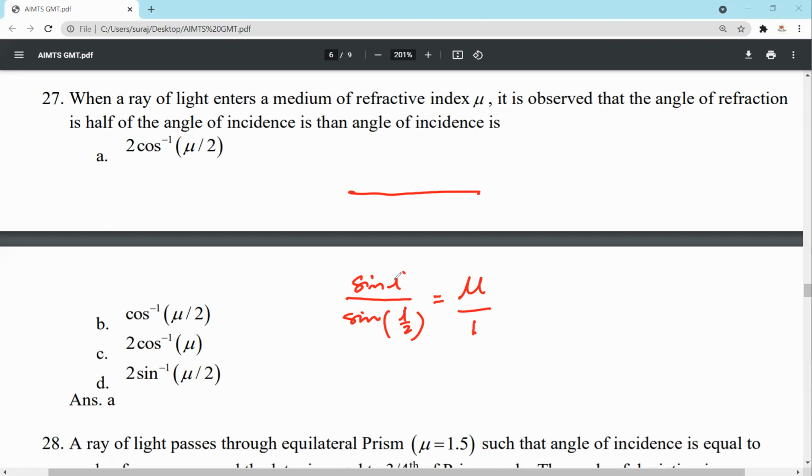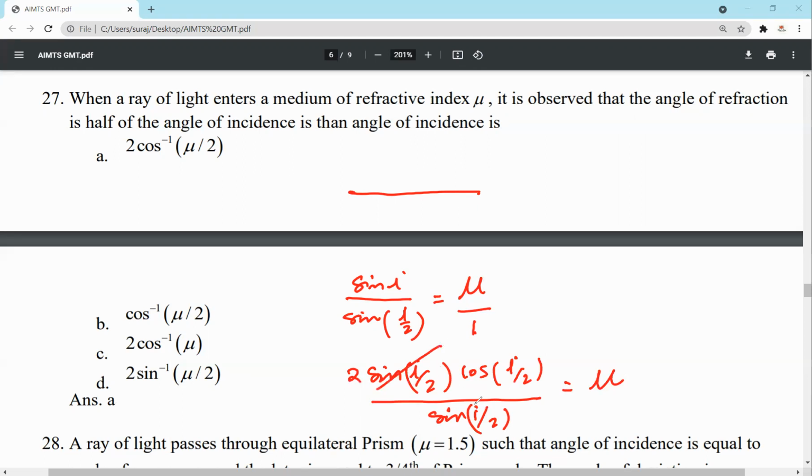Here I can write sine i as 2 sine i by 2 cos i by 2, divided by sine i by 2, equal to mu. This gets cancelled. So cos i by 2 will be equal to mu by 2. i will be how much? Twice cos inverse mu by 2. Option A.